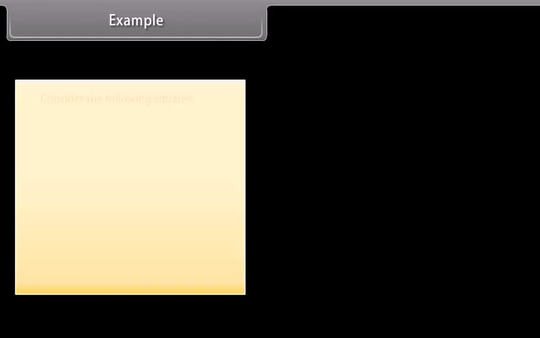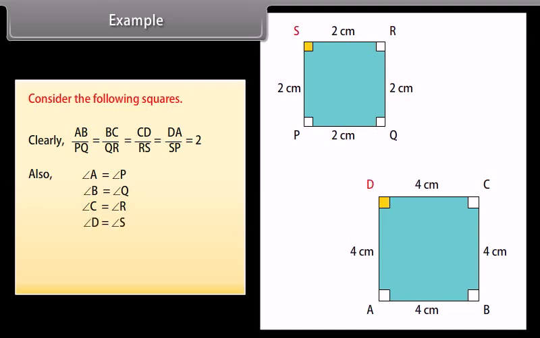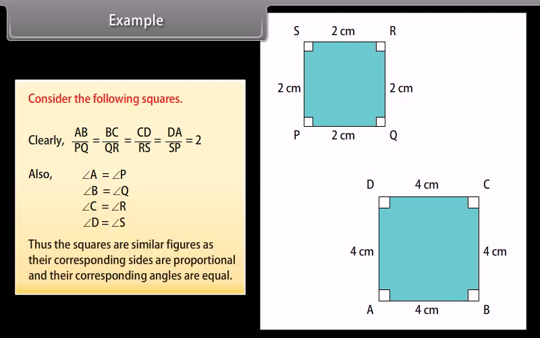Example. Consider the following squares. Clearly, AB/PQ = BC/QR = CD/RS = DA/SP, which is equal to 2. Also, angle A equals angle P, angle B equals angle Q, angle C equals angle R, angle D equals angle S. Thus, the squares are similar figures as their corresponding sides are proportional and their corresponding angles are equal.